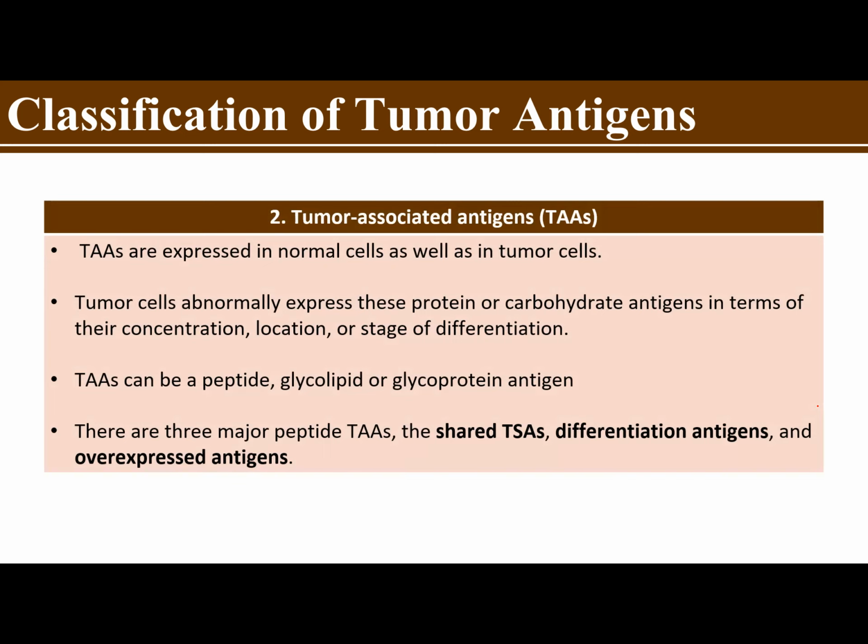The next one is your tumor associated antigen, or your TAAs. Now, TAAs, class, are expressed in normal cells as well as in tumor cells. Tumor cells would abnormally express these protein or carbohydrate antigens in terms of their concentration, location, or stage of differentiation. So this one is more or less specific, class, because they would be produced based on concentration and location. TAAs can be peptide, glycolipid, or glycoprotein antigens.